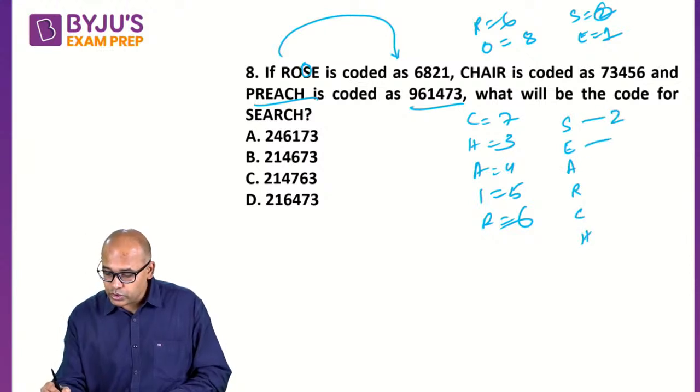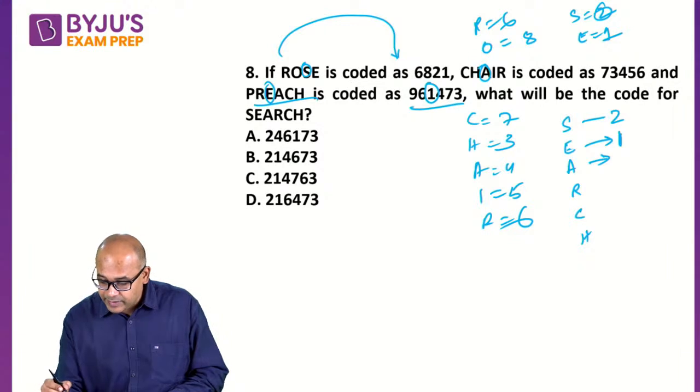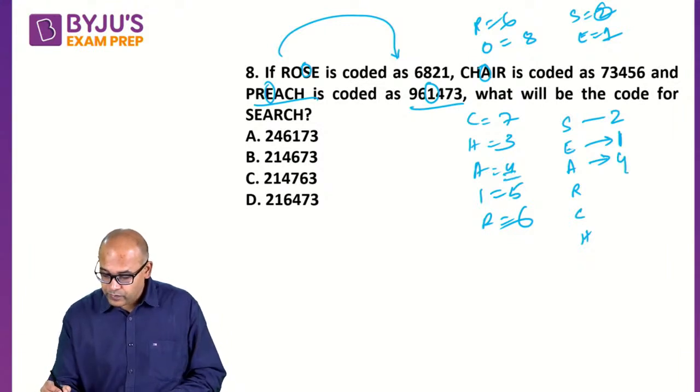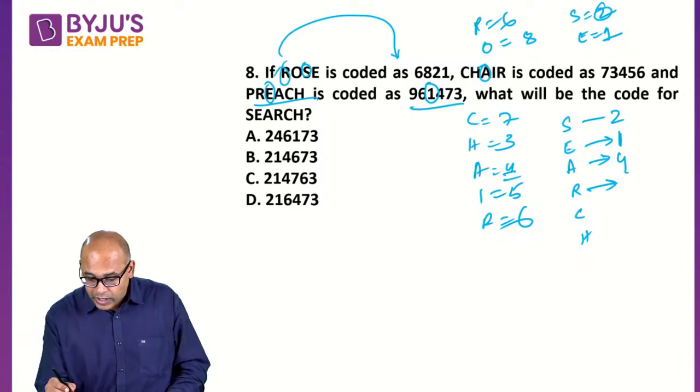So S is 2. E कहाँ पे आया? Till now E is here. So E is 1. A, where has A come? A has come here, so A is 4. R, where has R come? ROSC rows, so R is 6.